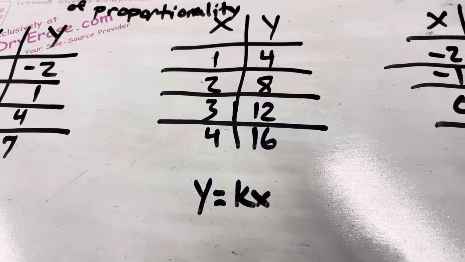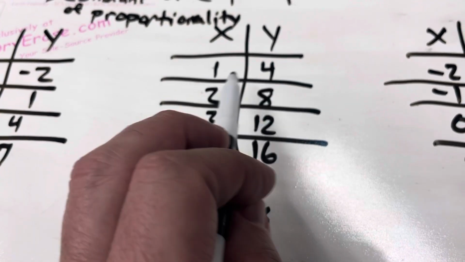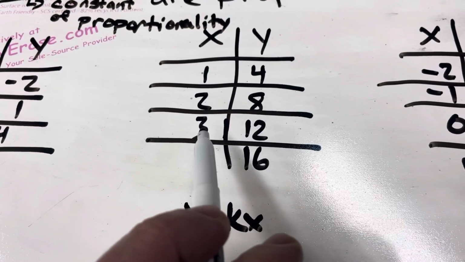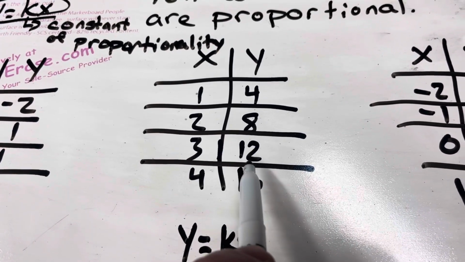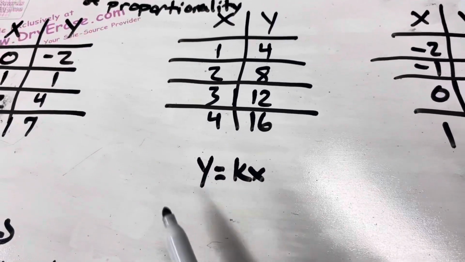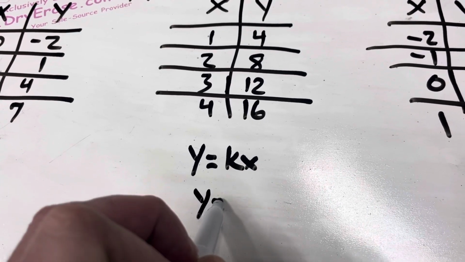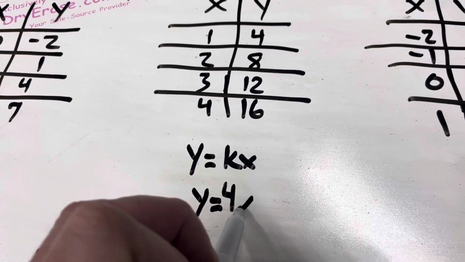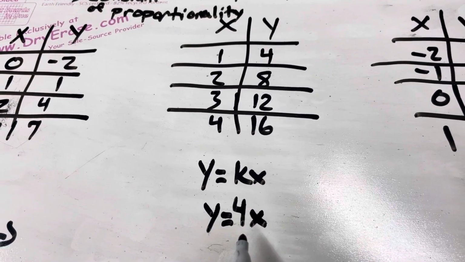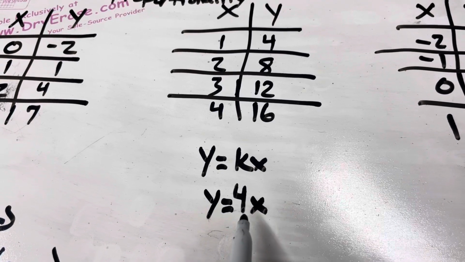So here we have y equals kx. Let's think. When x is 1, what did I do to 1 to get 4? I did 1 times 4. What did I do to 2 to get 8? I did 2 times 4. What did I do to 3 to get 12? I did 3 times 4. What did I do to 4 to get 16? I did 4 times 4. So I'm always multiplying by 4, which means the equation here is y equals 4x. 4 would be my constant. It's what I'm always multiplying by. This would be my constant of proportionality.